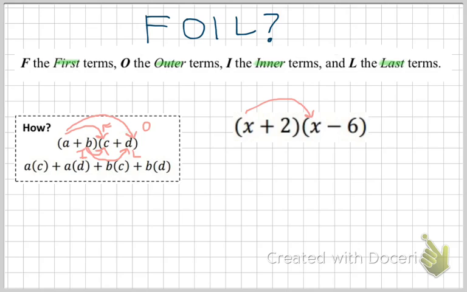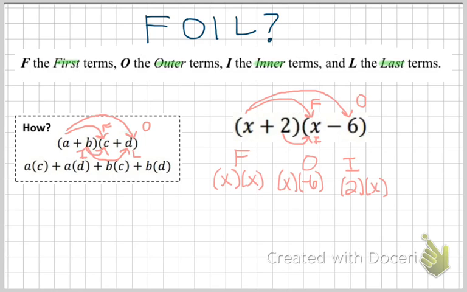F stands for first. So these two terms go first. So in your mind, your brain is processing F with x times x. Then we move on to the next one, O. O is the outer. In this case, x times -6. Next is I, the inner. And we have 2 times x. And again, this is just the way your brain works, the way it's processing. And then finally, L, which is 2 times -6.